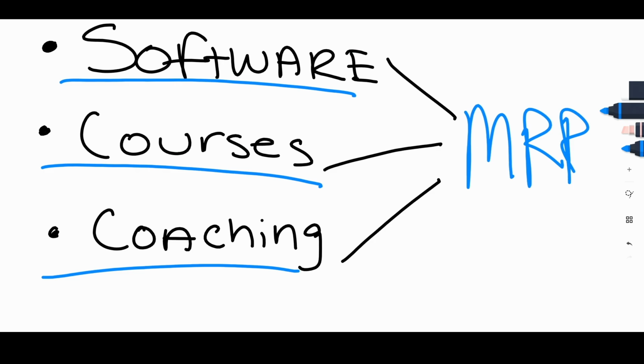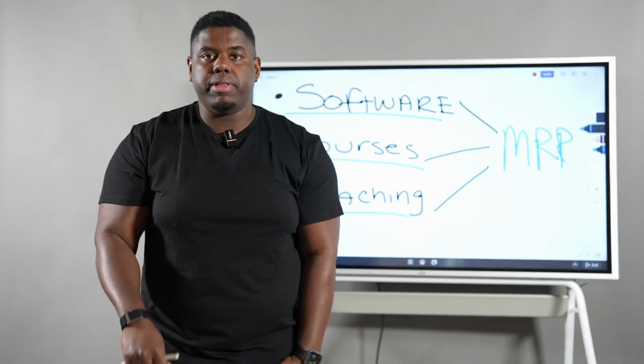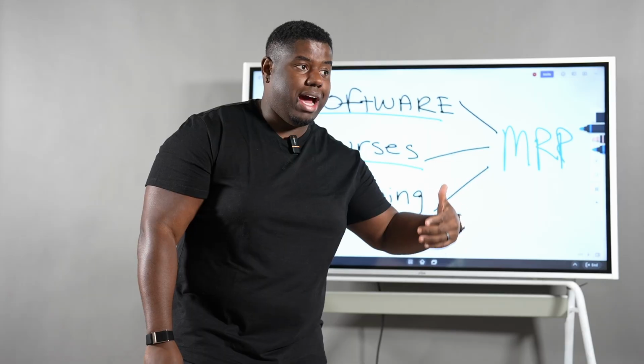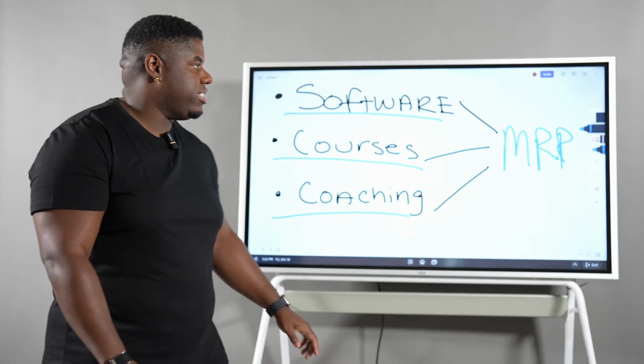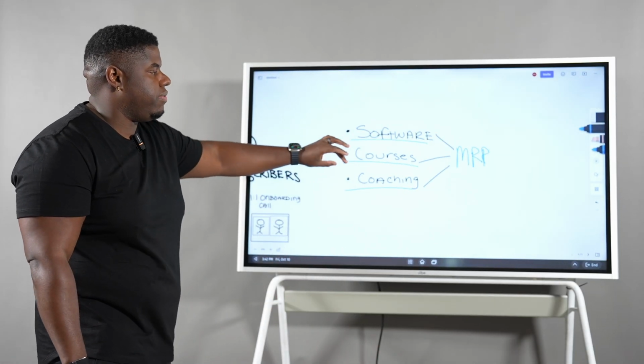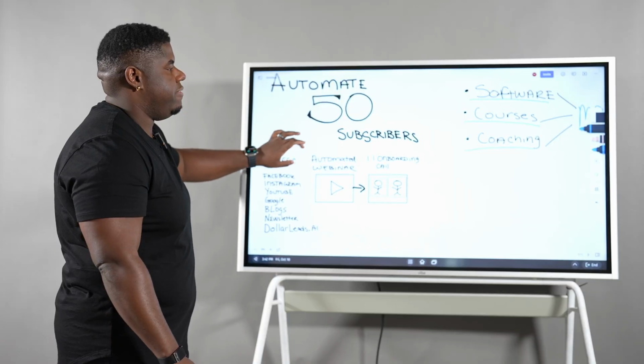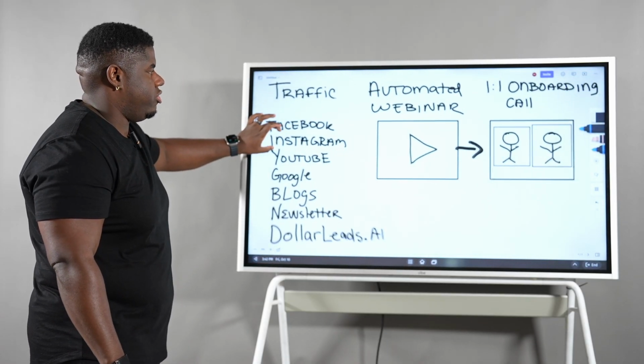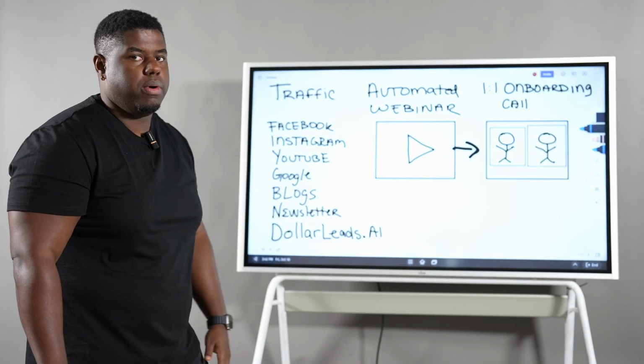Monthly recurring revenue is where you sell something one time and you're able to get paid every single month. And the value of monthly recurring revenue is you can sell that thing one time, and every single month you're not on the hunt for new customers. And I'm going to share with you this 3-step funnel that I've discovered to automate 50 subscribers. Here, we call this the traffic to automated webinar to one-on-one onboarding.